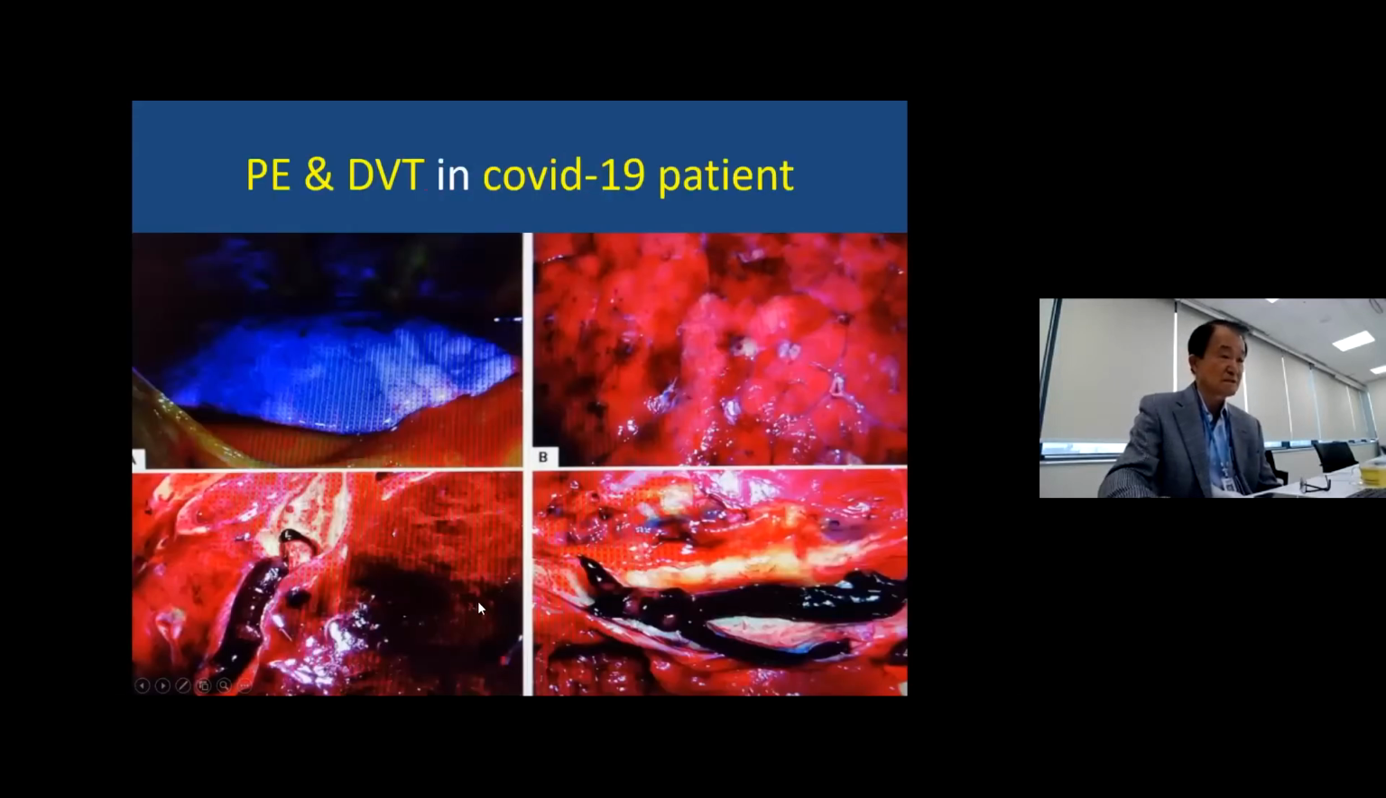So this is a recent publication. As you see, the blood clot in the pulmonary artery, that's a pulmonary emboli. This clot is in the femoral vein, that's a venous thrombosis. The surface of the lung looks okay, and this is from the autopsy of a patient who died of coronavirus infection.